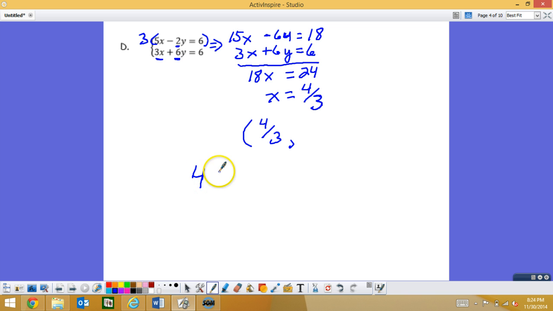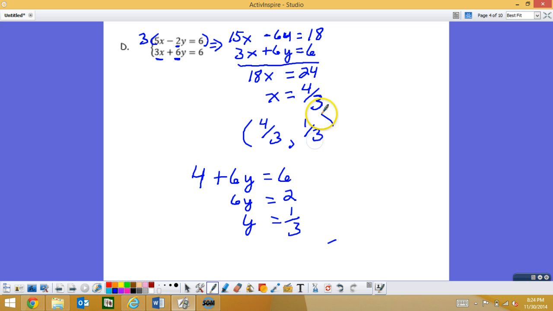So that's in the bottom one, 4 plus 6y is equal to 6. And then I can just solve this remaining equation for y by subtracting 4 first. 6y is equal to 2. And dividing both sides by 6, I end up with y is equal to 1/3. And again, I may write this out just to check carefully.